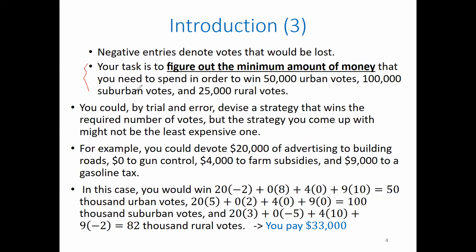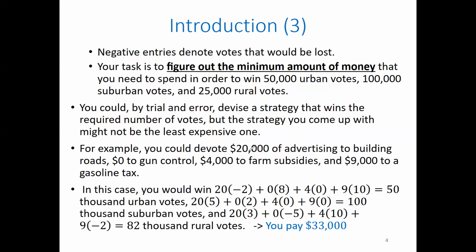So you need to minimize the amount that you spend in order to win 50,000 urban voters, 100,000 suburban voters, and 25,000 rural voters. One approach is the exhaustive trial and error. You try all the possible combinations, and you see which minimum cost would satisfy this constraint. But you have to try all the possible combinations, and this is going to take very long. So there should be a better strategy to solve this more efficiently.